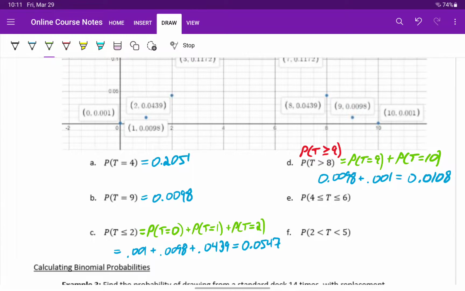In part E, the probability that t is between 4 and 6, including both 4 and 6. So that's the probability that t is equal to 4, plus the probability that t is equal to 5, plus the probability that t is equal to 6. So we would add up all three of those probabilities to get 0.6563.